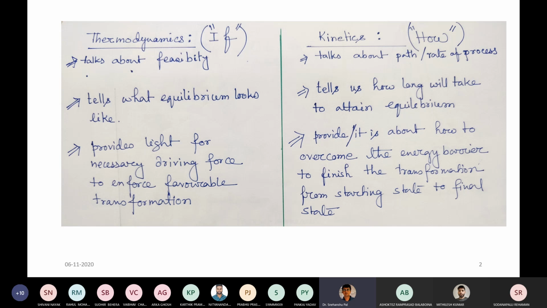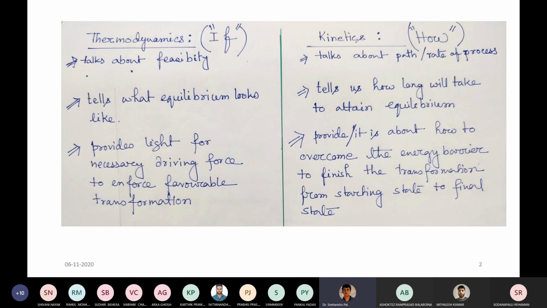And another thing thermodynamics always cares about is the driving force. Is sufficient driving force available? Sufficient driving force is required to enforce a favorable transformation. And that part we already discussed during the solidification process: undercooling, the degree of undercooling, is very essential. And why it is essential, we understood.